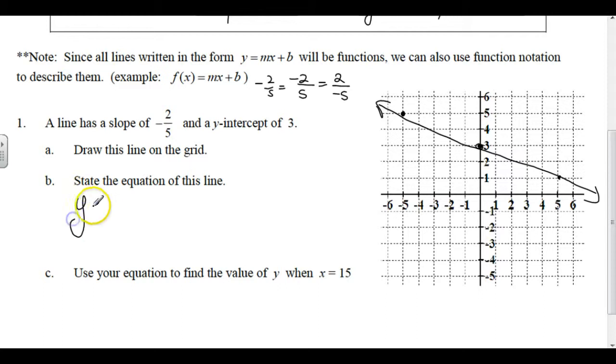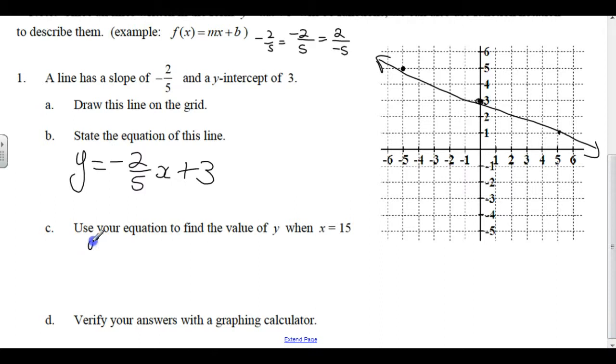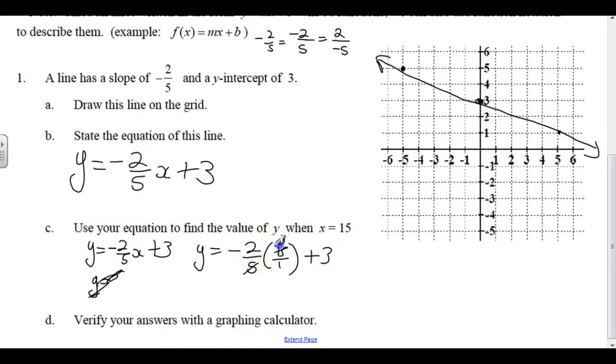State the equation of this line. y equals negative 2/5 x plus 3, right? y equals mx plus b. Use your equation to find the value of y when x equals 15. Okay, so formula or equation, substitution. y equals negative 2/5 times 15, or I'm going to write this as 15 over 1, just makes my life a little bit easier, plus 3. 5 goes into 15 3 times. We get negative 6 plus 3, so y is equal to negative 3.